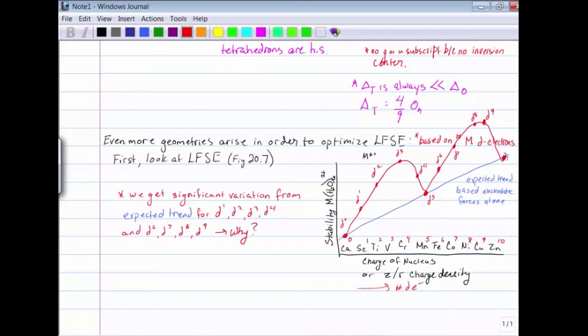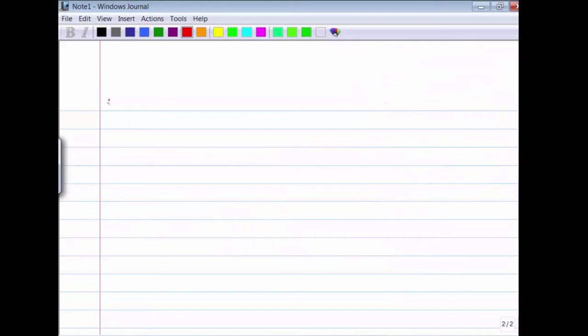Why is this? The explanation comes from ligand field stabilization energy. Another way to say this is that only D0, D5, and D10 are as expected. Okay, so the only ones that are as expected are D0, D5, and D10, and it turns out that those are the ones that don't have any ligand field stabilization energy. Let me just remind you what ligand field stabilization energy is. It is the energy of stabilization that's gained by the crystal field or the ligand field splitting relative to the energy of the unsplit state.